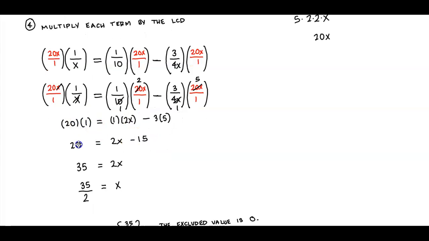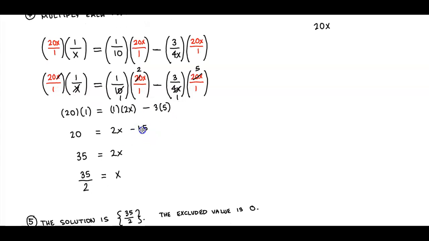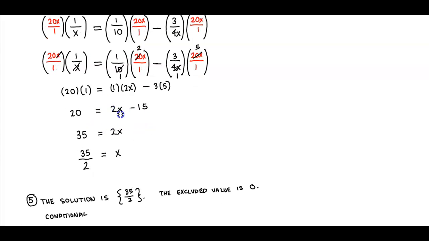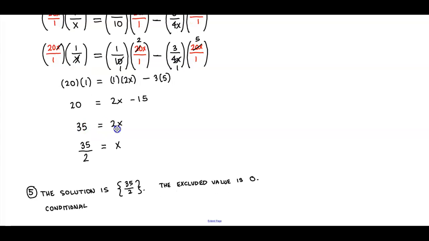So 20 times 1 is 20, equals 1 times 2x, which is 2x, minus 3 times 5, which is minus 15. And now we can solve this equation. We're going to isolate x, meaning getting x by itself on one side of the equation. So we're going to add 15 to both sides. 20 plus 15 gives you 35, which is equal to 2x. And divide both sides by 2. And therefore x is going to equal 35 over 2. So the solution is 35 over 2.